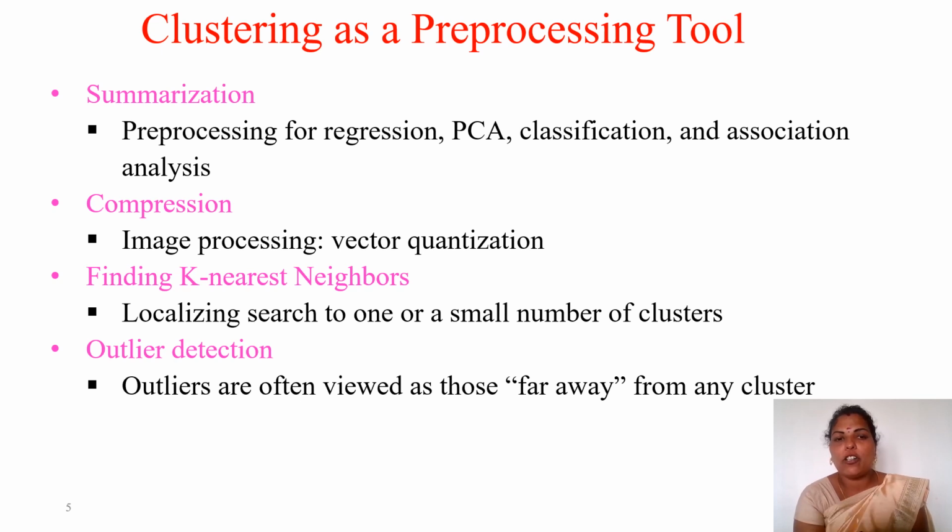Then in order to find out the k nearest neighbors, that is localizing search to one or a small number of clusters. Then in finding out the outliers also, clustering can be used. So in these cases, clustering is used as a pre-processing tool.